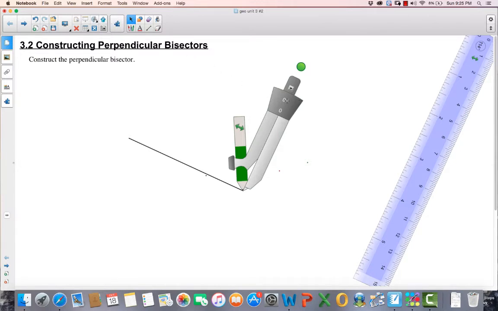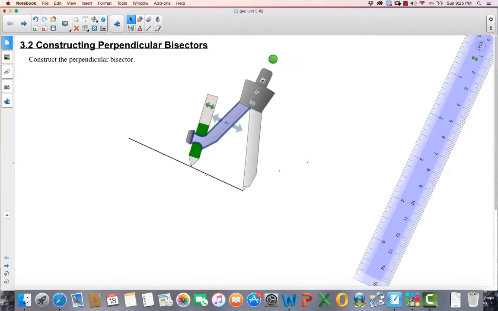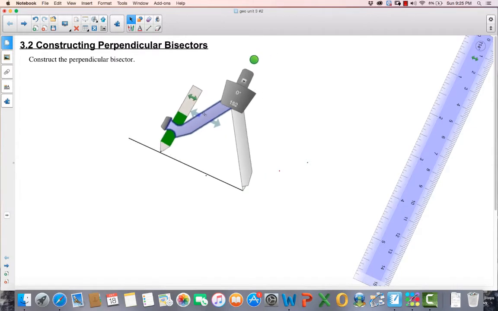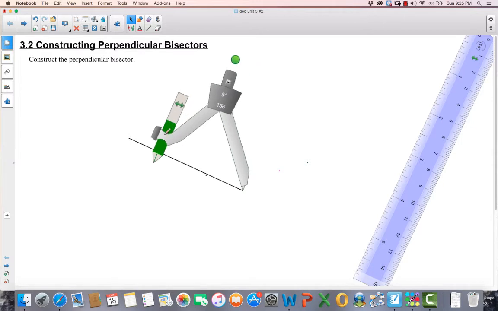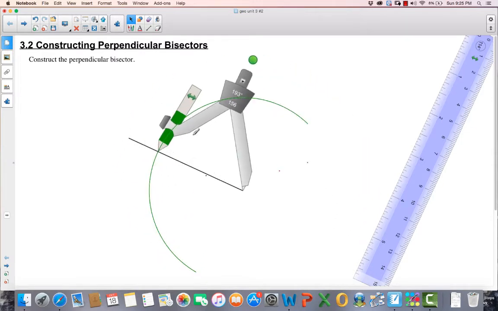You want to take your compass, put the pointy end on one endpoint of the segment, okay, and then open up your compass to greater than halfway. So that's about halfway. We want to open it up to greater than halfway, something like that. Now we're going to take our compass and swing an arc on both sides of the segment.